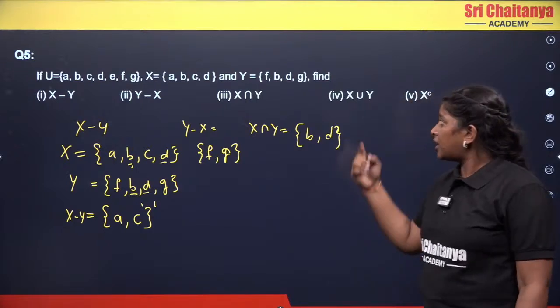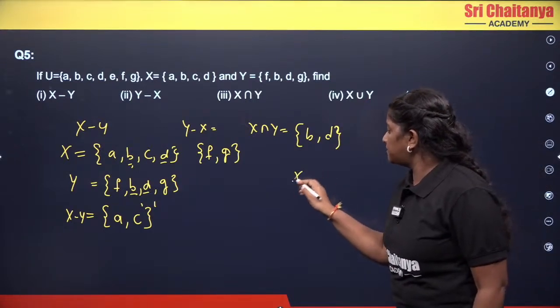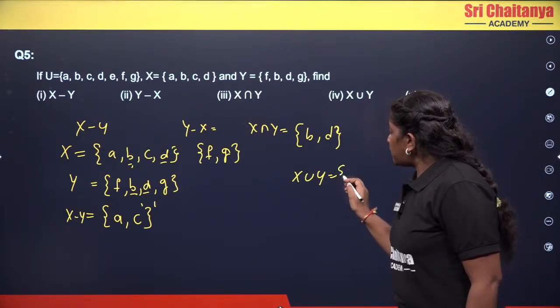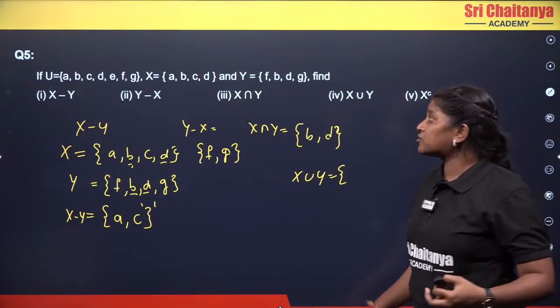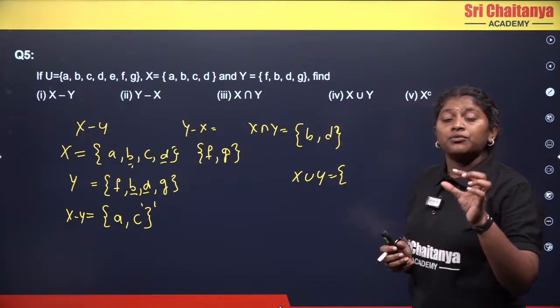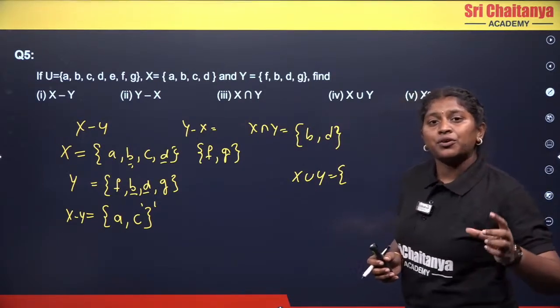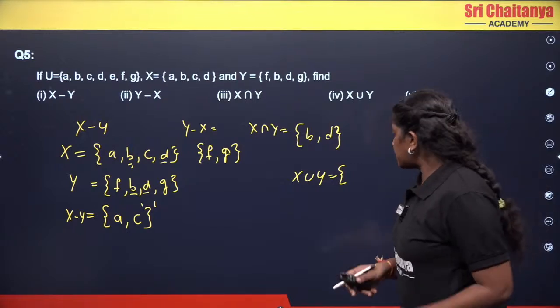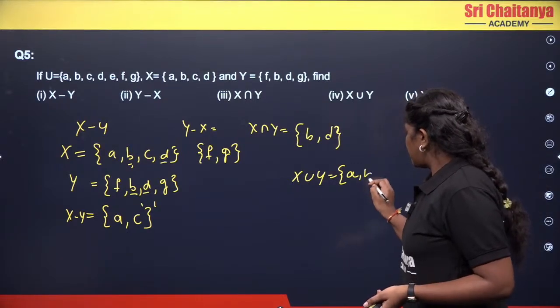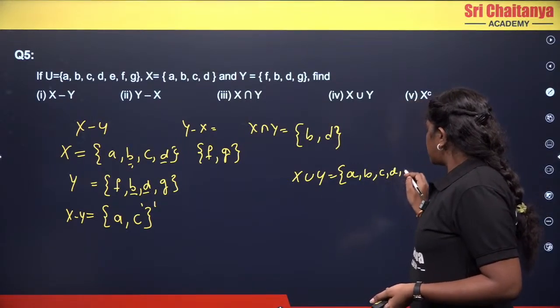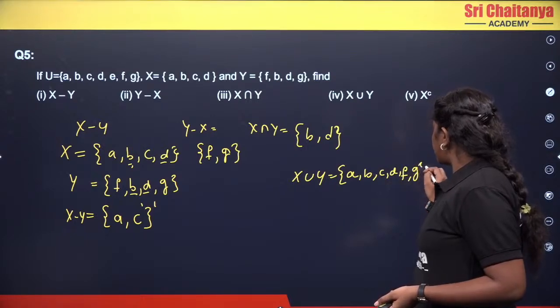Okay. Now moving to the next, X union Y. X union Y means we are going to write the combined elements of both X and Y. But here we are going to write the repeated elements only one time. So that becomes your A, B, C, D. We are not having E, F and G.